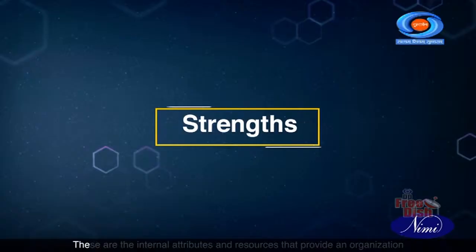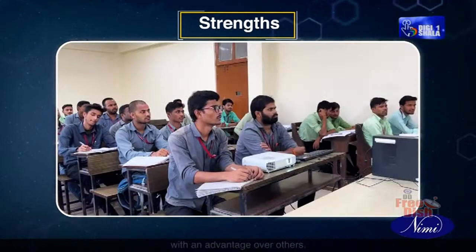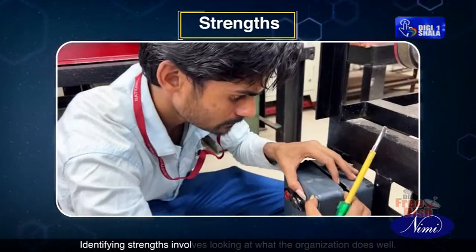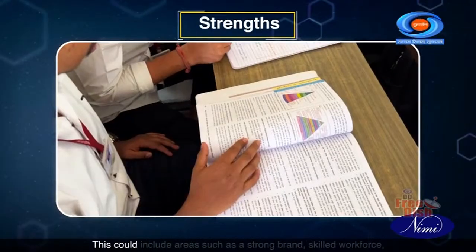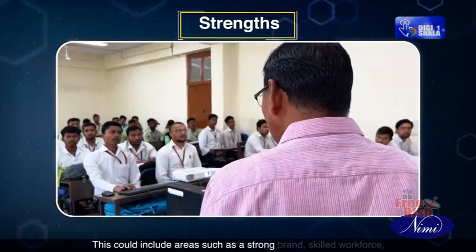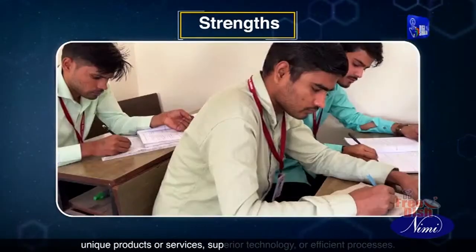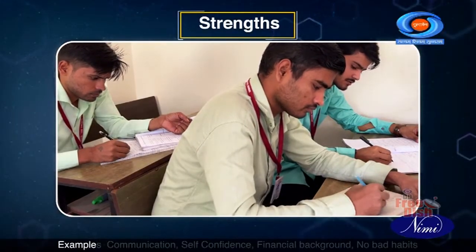Strengths. These are the internal attributes and resources that provide an organization with an advantage over others. Identifying strengths involves looking at what the organization does well. This could include areas such as a strong brand, skilled workforce, unique products or services, superior technology, or efficient processes. Examples: communication, self-confidence, financial background, no bad habits.